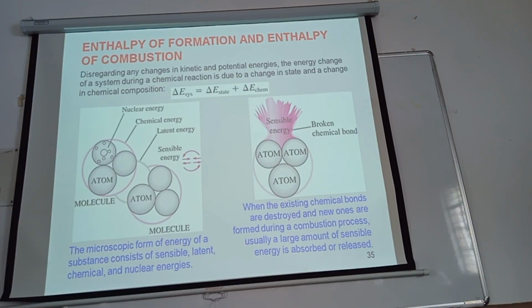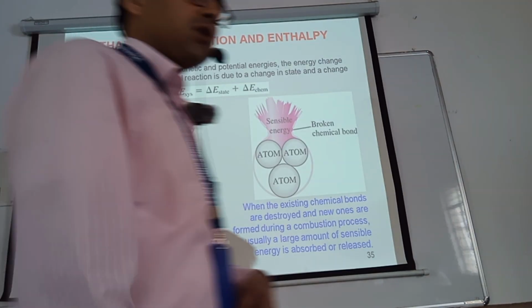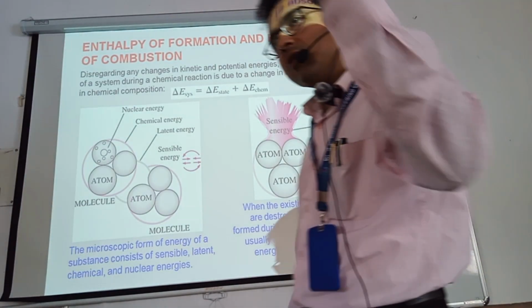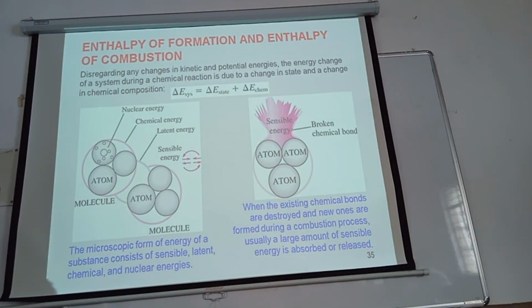That means, what is a chemical reaction? Can you tell? What happens during a chemical reaction, in simple words? Some chemical bonds are broken, some new bonds are created. Clear? And I have told already that when bonds are broken, what happens? I have to break the bond, I have to apply my energy. So energy is absorbed. When a bond is broken, energy is absorbed.